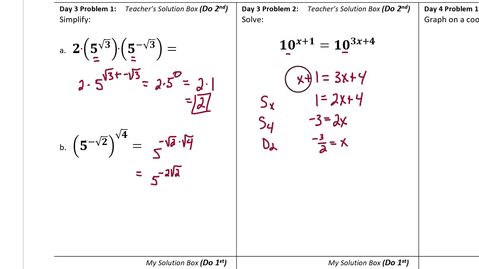The reason we were able to do this step right here is because the bases were the same. If they weren't the same, you can't just say this exponent equals this exponent.